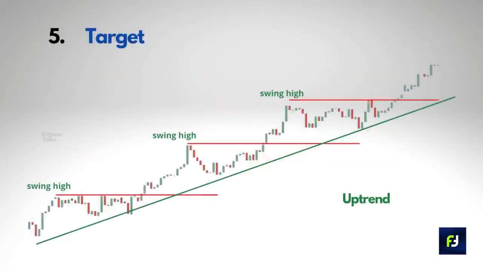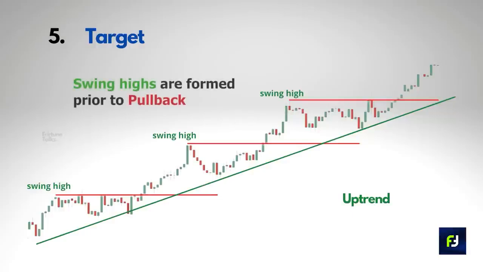And the final point is setting up your targets. Now where do you take profits? Let's say you are trading in the direction of an uptrend. What you can do is to reference the extreme swing high to take the profits. When you are trading pullbacks during an uptrend, you are buying the dip when the market has retraced against the trend.